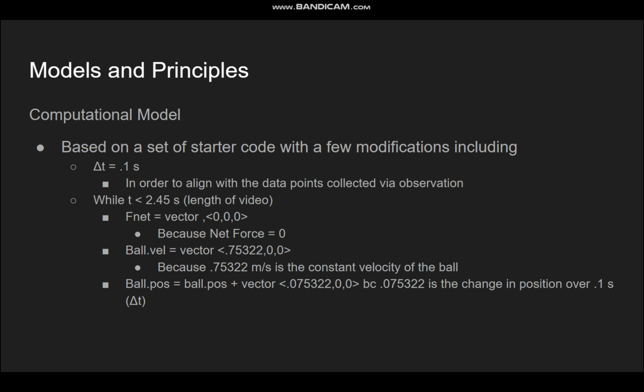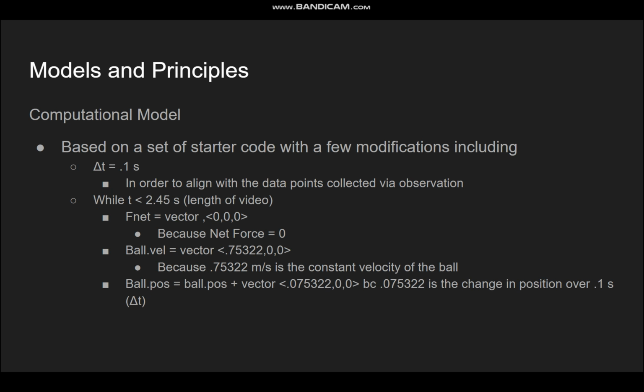For the Fnet, we set the vector to 0, 0, 0, because we established that the net force is 0 newtons. For the ball.vel, we established the vector 0.75322, because the 0.75322 meters per second is the constant velocity of the ball. For the position of the ball, we included the initial position plus the velocity vector times 0.1 seconds, which is our delta t.